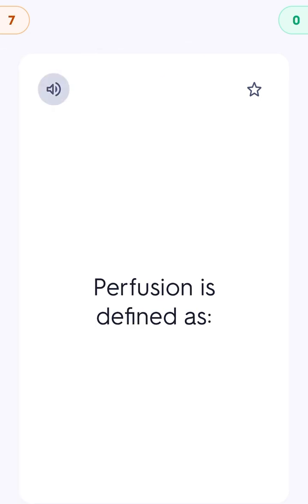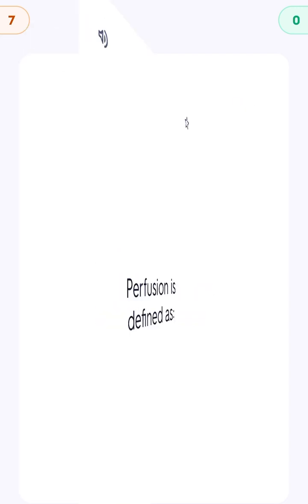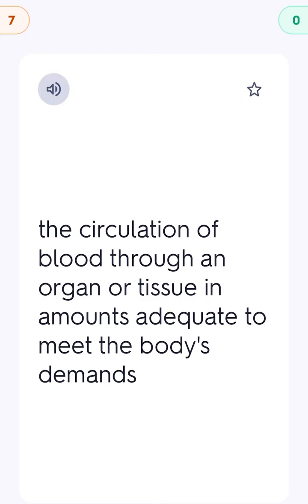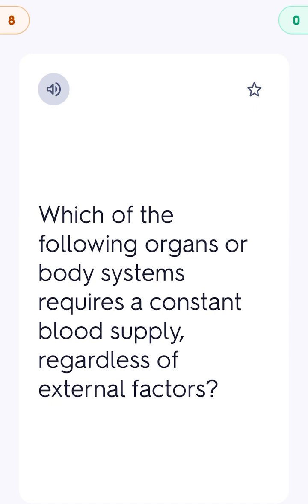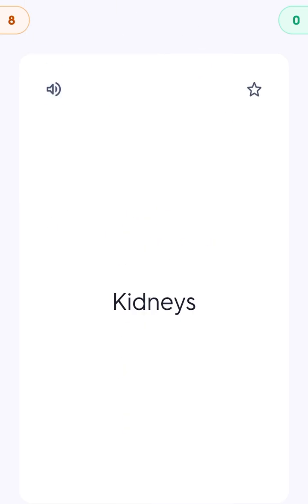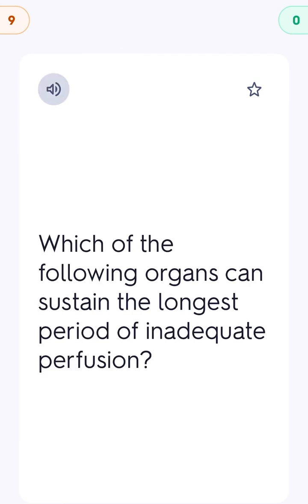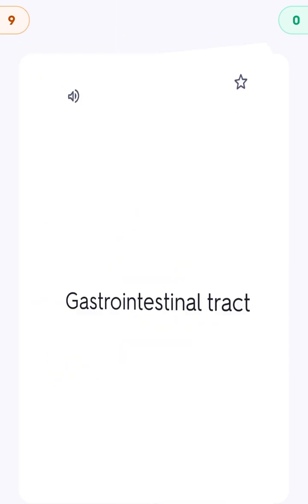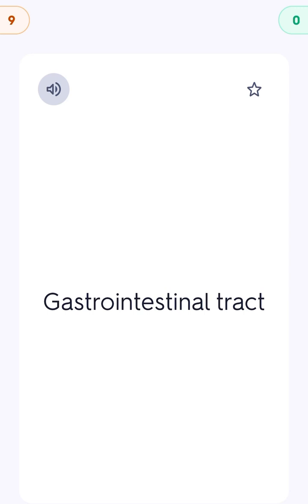Perfusion is defined as the circulation of blood through an organ or tissue in amounts adequate to meet the body's demands. Which of the following organs or body systems requires a constant blood supply, regardless of external factors? Kidneys. Which of the following organs can sustain the longest period of inadequate perfusion? Gastrointestinal tract.